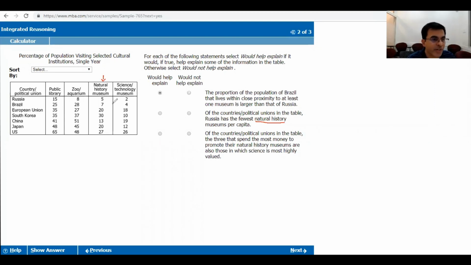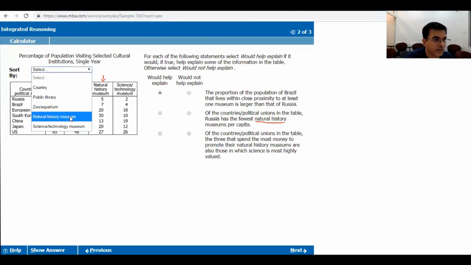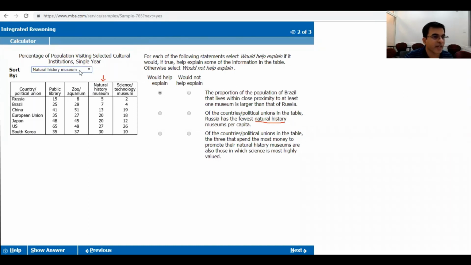In natural history, we also know and we can verify. In fact, it's quite obvious visually, but if you just want to verify it, we can always sort on natural history. And you find that Russia, in fact, is the lowest. So at 5%, the numbers for Russia are the lowest in terms of percentages. Only 5% of Russians visit a natural history museum. 7% of Brazilians go to this kind of a museum.